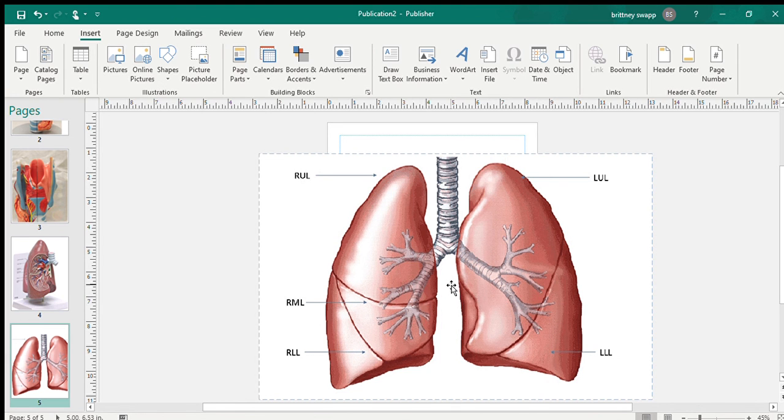Okay, we also have what is called the cardiac notch, and this is this part right here. And so this is where the heart would sit, and so the left side has this little curved shaped part out of it, and that is what we call the cardiac notch.